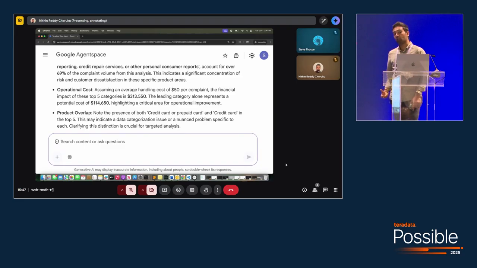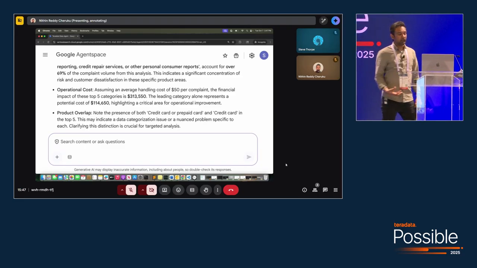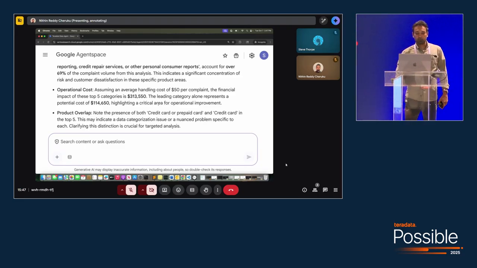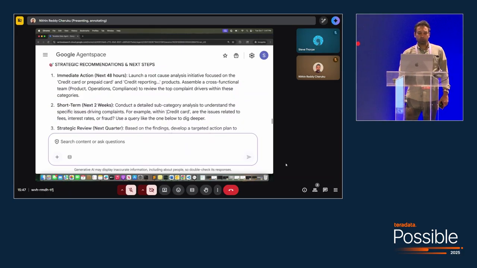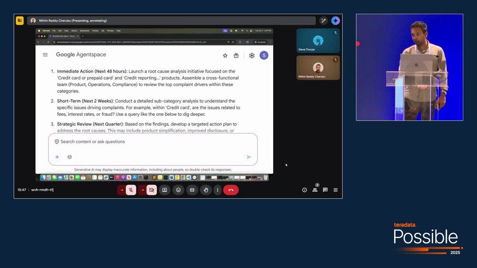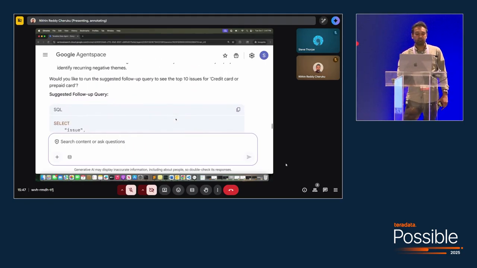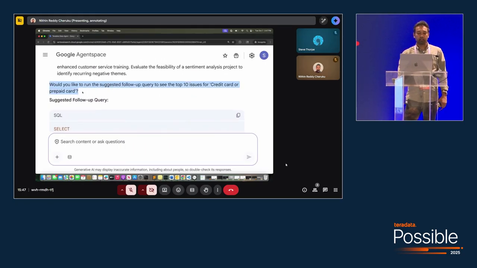So I'm paying about $50 per complaint cost if I have to do this. And also the top 5 categories constitute a financial impact, right? It is also giving me certain action items, what I should take. It says take immediate action now, in the next 48 hours, to do your root cause analysis and go talk to these customers before they churn, right? It's also asking, would you like to run the follow-up query for the top issues, credit card?